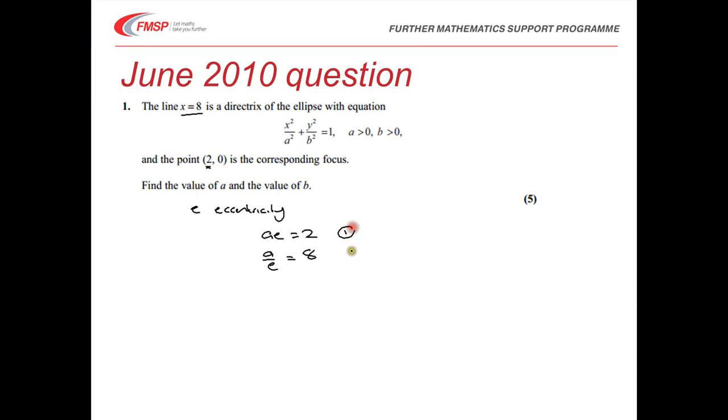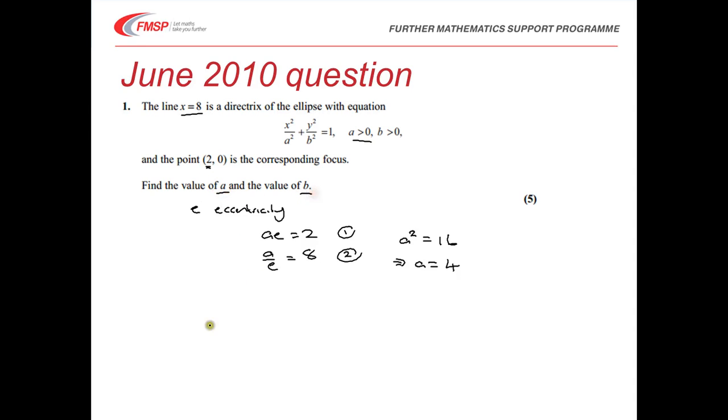So we have two equations involving a and e. We can multiply them together so that we get ae times a over e, which gives a squared on the left hand side, equals 16. From this we can deduce that a is 4. a can't be minus 4 because there's a convention here that a is greater than 0. And that gives us the value of a.